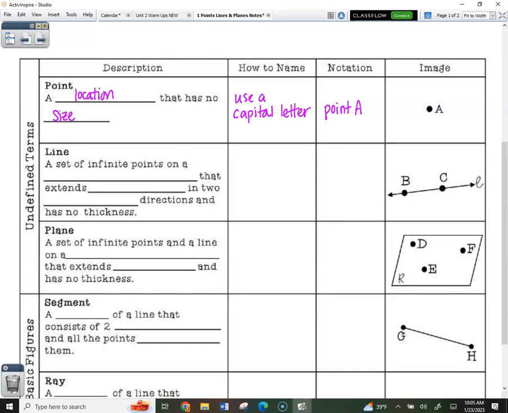Okay, a line is a set of, remember what we talked about, infinite points on a straight path. On a straight path that extends forever.